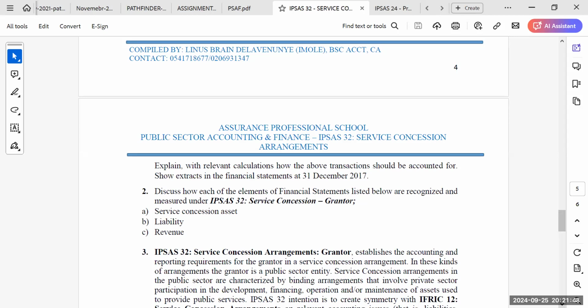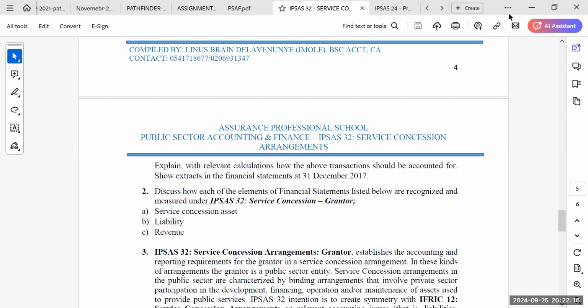Okay. They will give you 5 marks for what? What explanation again? 5 marks for 3 points, and you want to explain again. It seems like you have all the time in the world. Okay, so the IPSAS 32 service concession arrangement, which we call a grantor. Okay, this is only about a grantor accounting. So it's talking about only the grantor accounting, not the operator accounting.